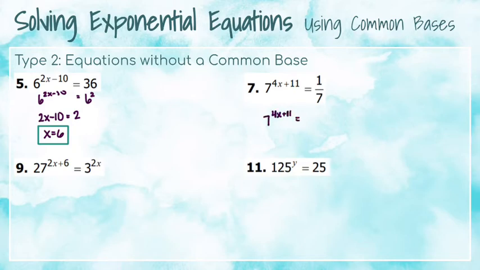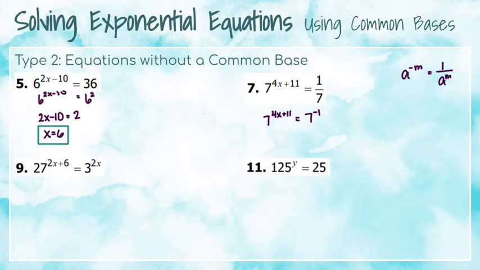And the right side, what power could we raise 7 to get 1/7? And the answer is -1, because remember that the rule is a to the negative m power equals 1 over a to the m power.